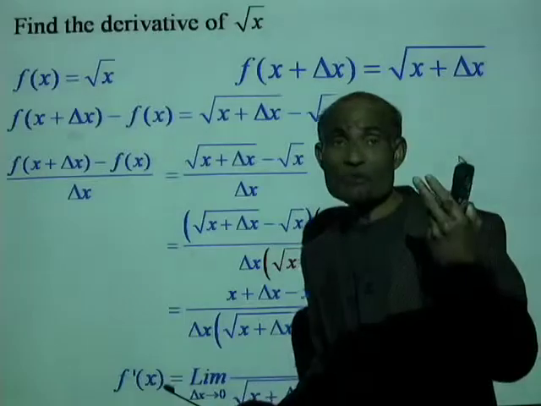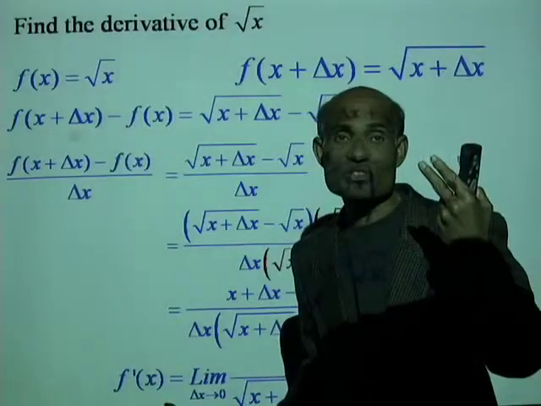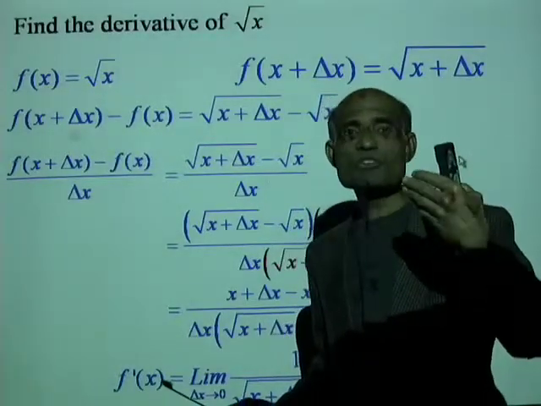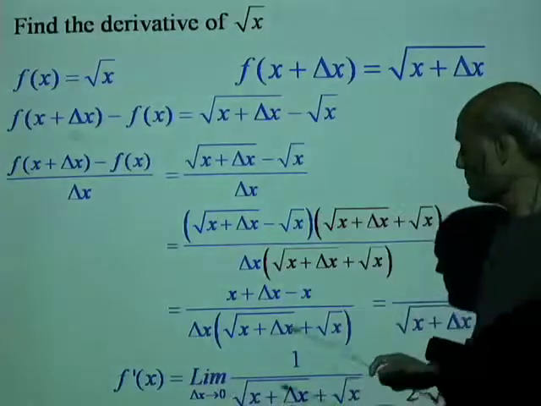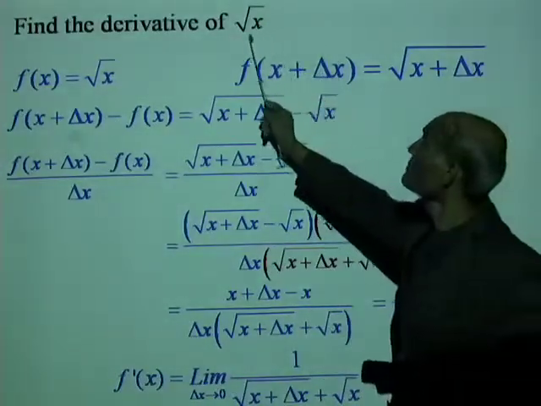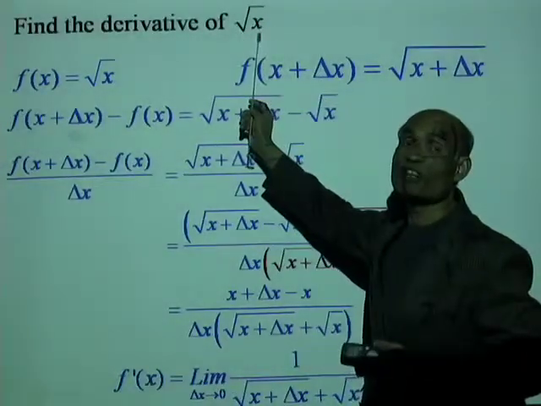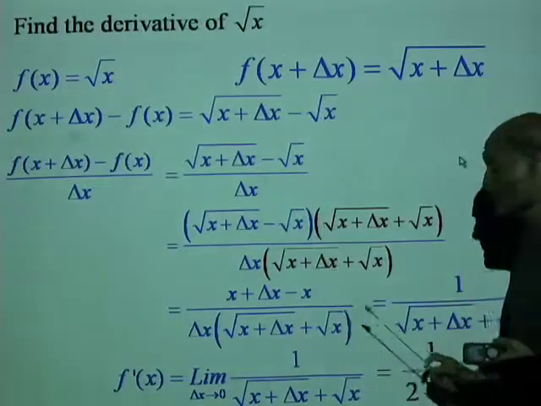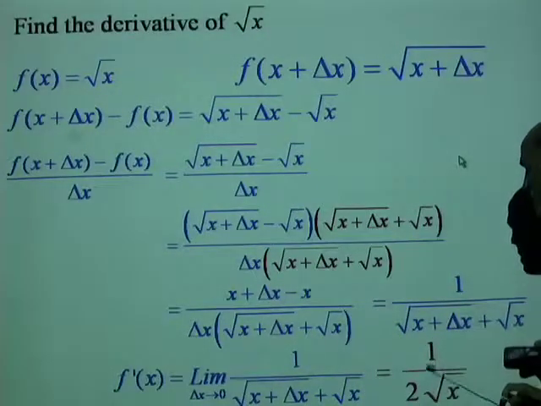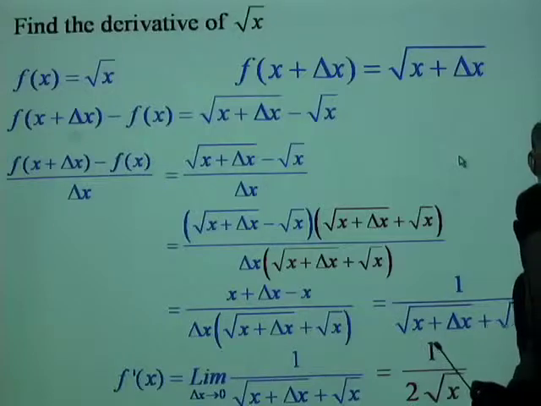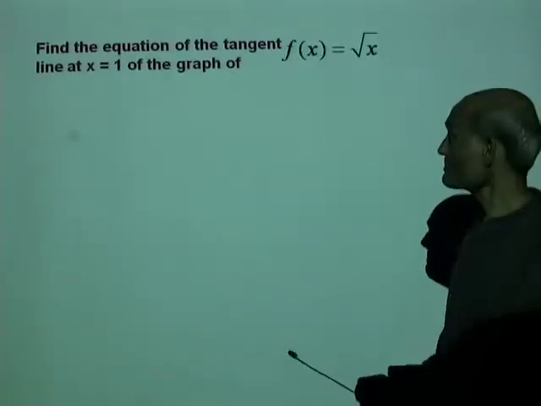In fact, we found the derivative of two functions, well, three actually, but I want you to remember the derivative expressions of this. The derivative of f of x equal to square root of x is f prime of x is 1 over 2 square root of x.